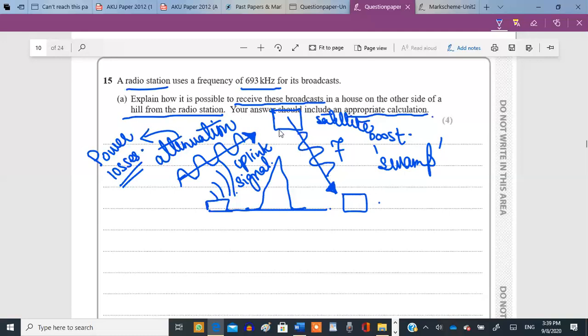Is the satellite in space? Yes, the satellite is in space, of course. But won't it take a lot of time? No, it won't take a lot of time. The reason for that is because the speed of radio waves is very high. It's the same as the speed of light, 3 times 10 raised to the power of 8 meters per second. So it's relatively very fast.